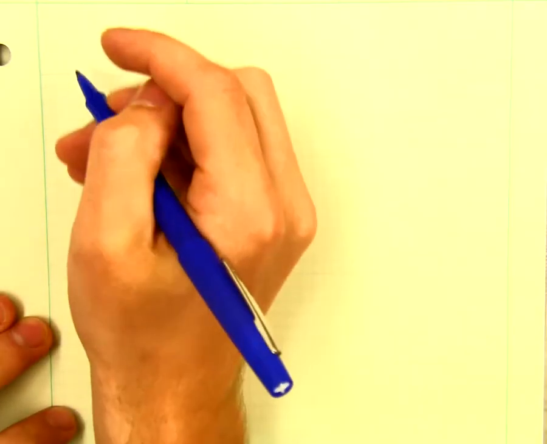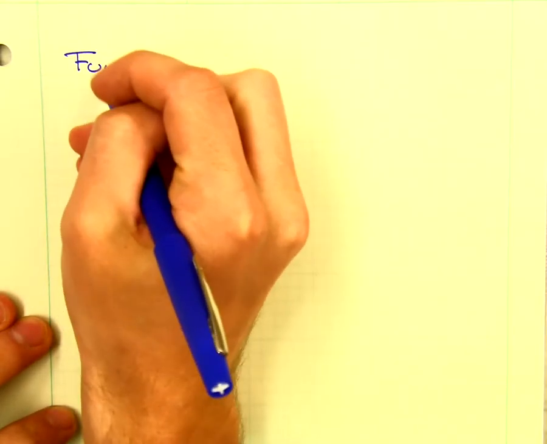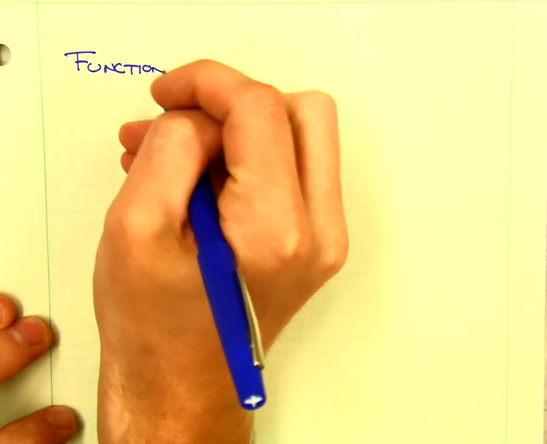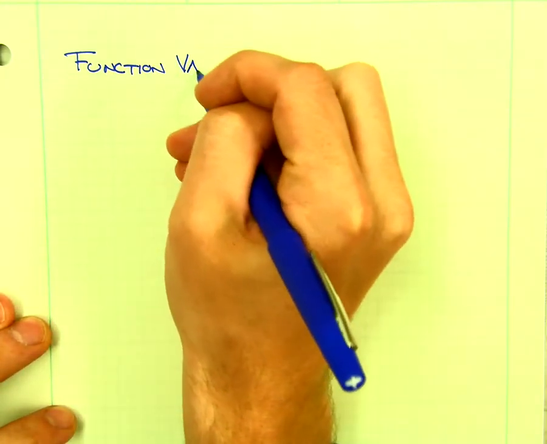Okay, class, welcome back. Today we're going to be talking about triangles some more, and specifically we're going to be talking about some special angles. And so we're looking at function values for some special angles.